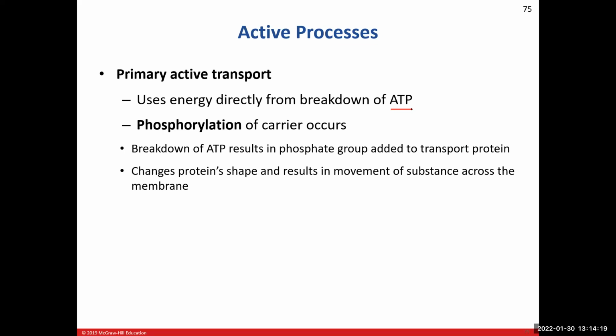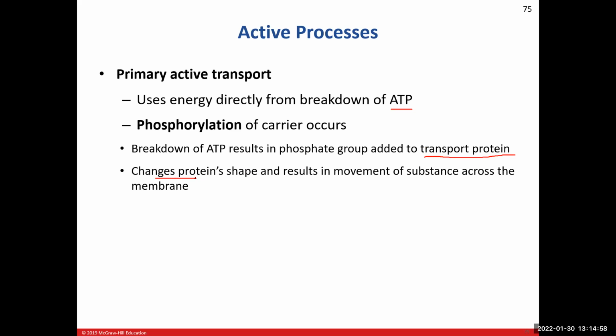Phosphorylation. When you hear that term, and we're going to be using it throughout some of the chapters this semester and into chapter 11, just think that we're taking phosphate and adding it onto something. In this case, we're going to add it onto our transport protein. It could be a pump, could be a channel. And that changes the shape of that specific protein. In doing so, we're going to move whatever it is that we are moving from inside the cell to outside the cell or vice versa.